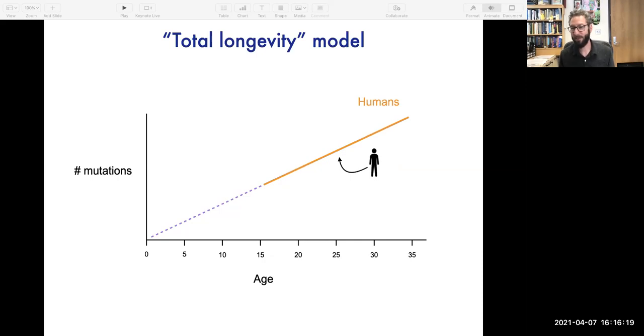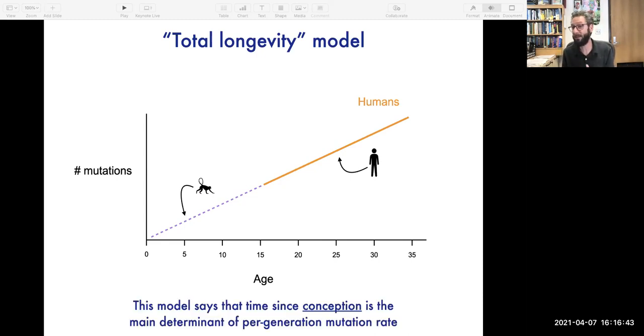One I'll call the total longevity model, and that just says, hey, it's like a big straight line, right? There's some overall mutation clock that's going on. Mutations are just ticking away at some rate, and if I went out and measured the mutation rate in a 6-year-old monkey, it would be right on this line. Just keep drawing it down towards the origin, right? So this model says it's time since conception. That's the main determinant, right? In order to adjust among species, I just say, well, how old are you since you were conceived?